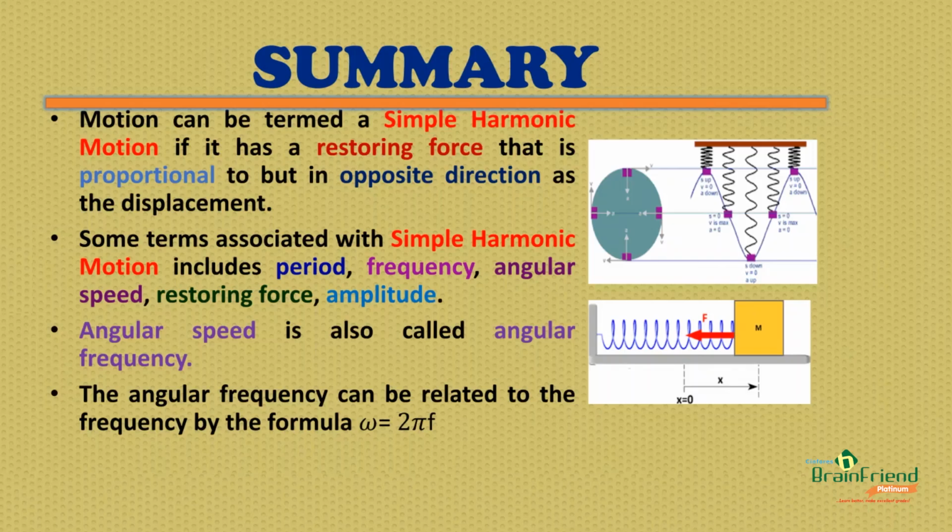Having solved those examples, we'll finally come to the end of this class. But before we go, let's take a quick summary of all we've learned so far. First, we've learned that a motion can be called simple harmonic motion if the restoring force is proportional but opposite in direction as the displacement. Next, we defined some terms associated with simple harmonic motion, such as period, frequency, angular speed, restoring force, amplitude. Going on, we saw that angular speed is also called angular frequency. And lastly, we learned that angular frequency can be related to frequency by the formula omega equals 2 pi f.